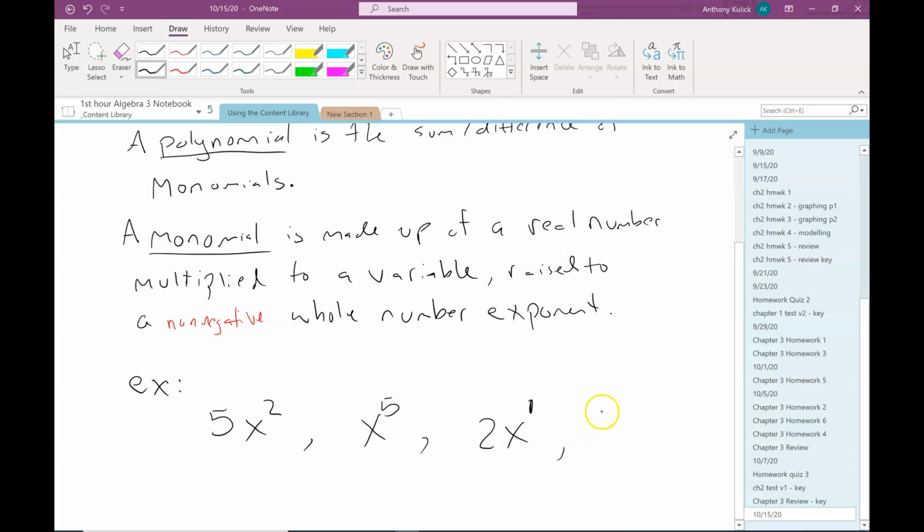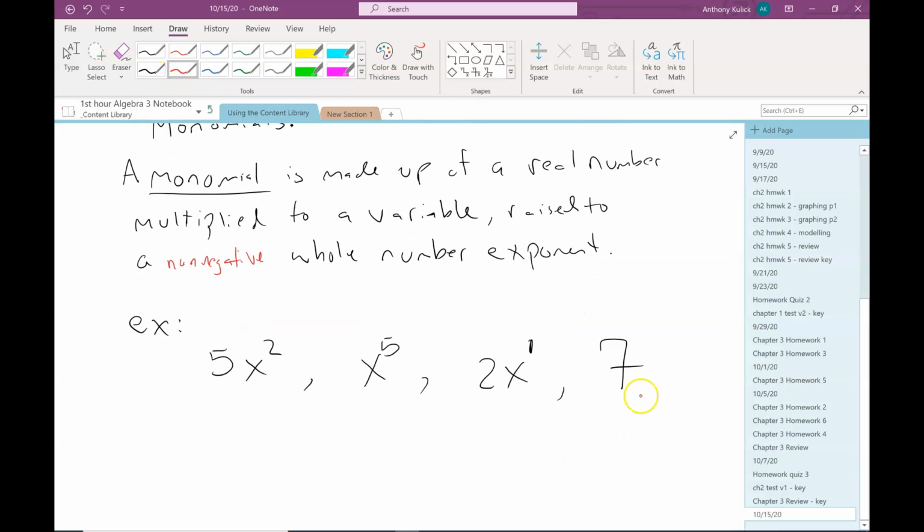What about, say, 7? Is that a monomial? It is. So this is a piece of information that maybe we don't know, is that anything to the 0 power is equal to 1. Actually, we shouldn't say anything. Any non-zero number to the 0 power is 1.